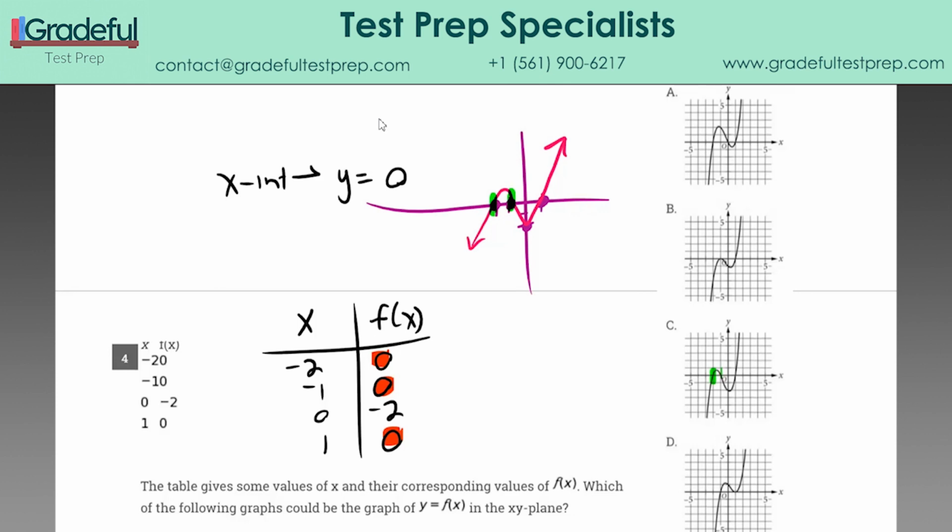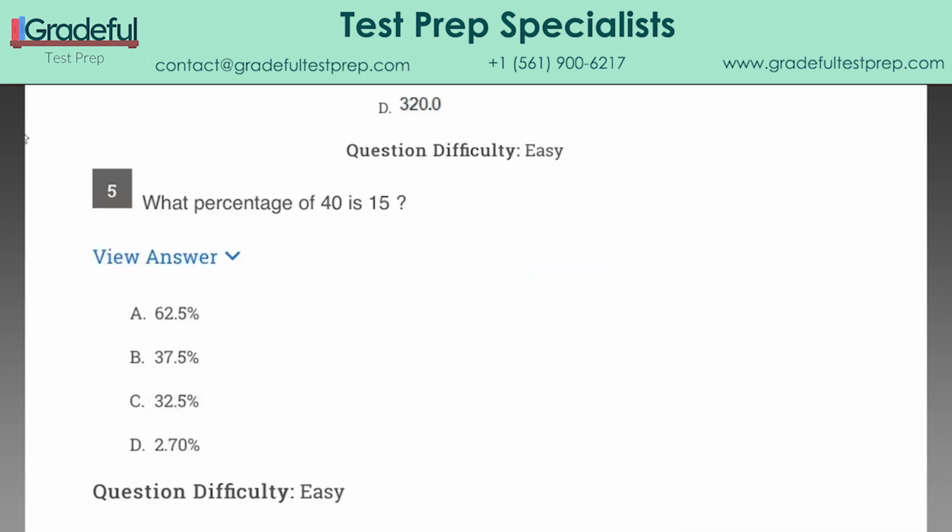It's got the zeros at negative 2 and negative 1 right there. It's also got the 0 at 1. It's also got the y-intercept at negative 2. And so the answer for number 4 is C. Now we're going to question 5. What percent of 40 is 15?